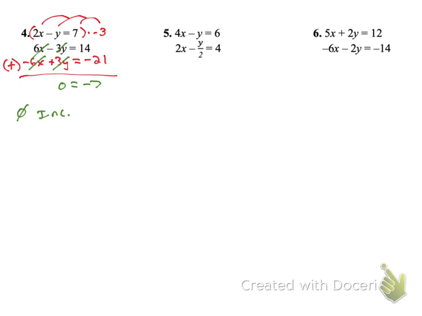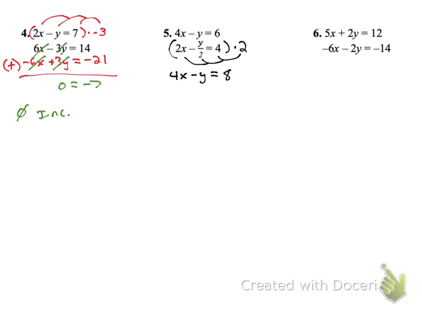So on number 5, what I think's easiest to do is to clear the fraction. Okay. What would we do to that second line to clear the fraction? Multiply it by 2. All right, so if I multiplied it by 2, distribute that, that would give me 4x minus y equals 8.